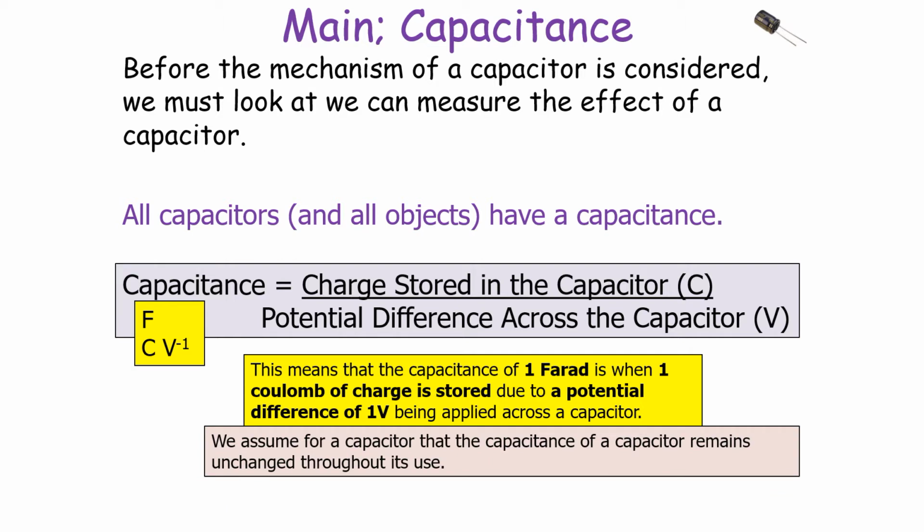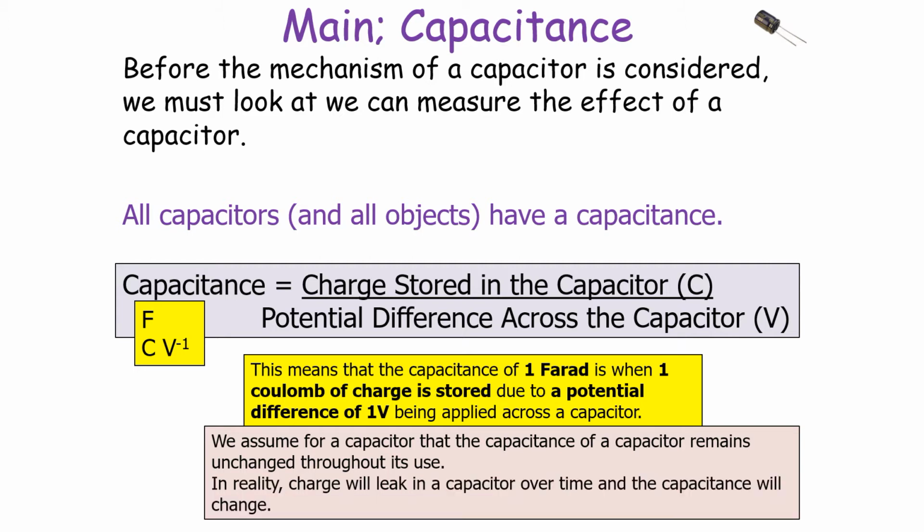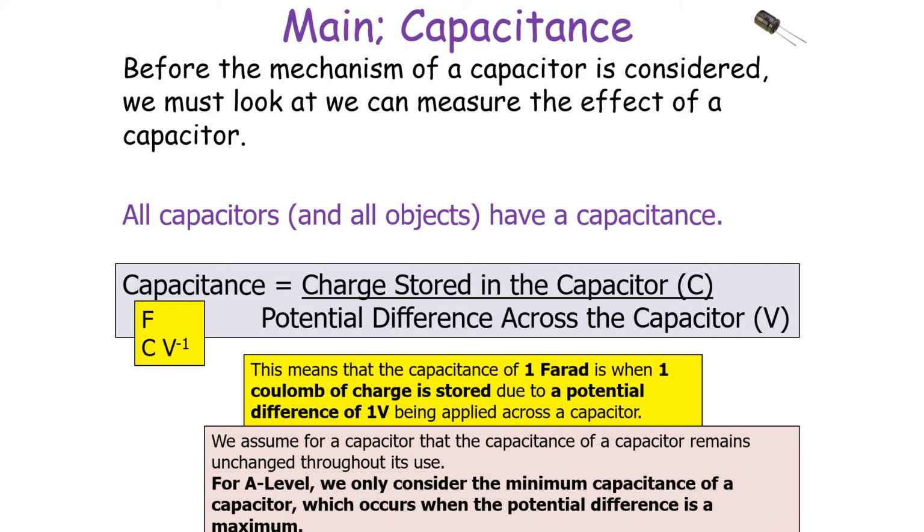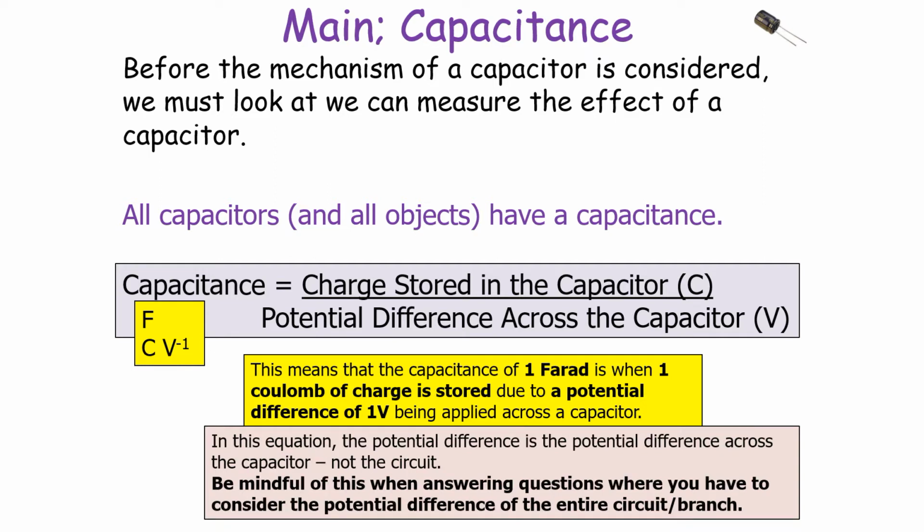Now we can assume for a capacitor that the capacitance of a capacitor remains unchanged throughout its use. Now in reality a charge will leak in a capacitor over time and the capacitance will change, but for A-level AQA physics we only consider the minimum capacitance of a capacitor, which occurs when the potential difference is a maximum, and we consider this to be an unchanging value.